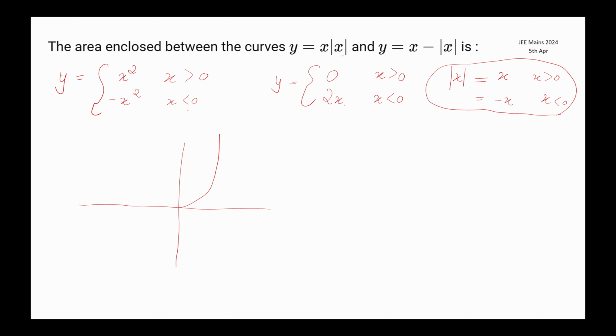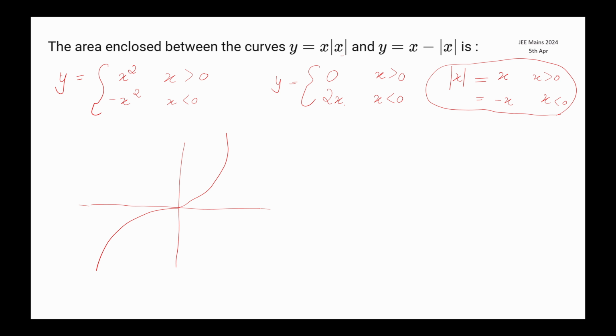Now for x less than 0, for the first curve we have minus x square. Had this been x square only, our curve would have been this way. However, now we have minus x square. That means for every x value that has been squared, the value of y would turn out to be negative. So the curve would simply become this way, the opposite of this curve.